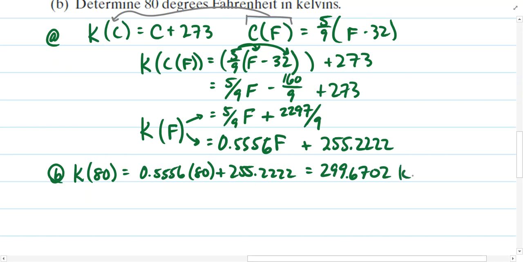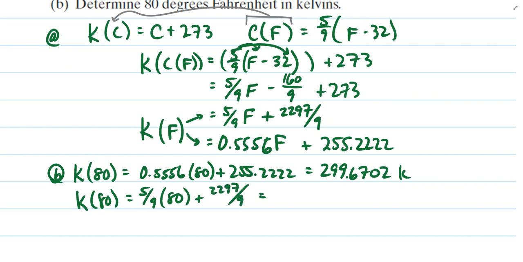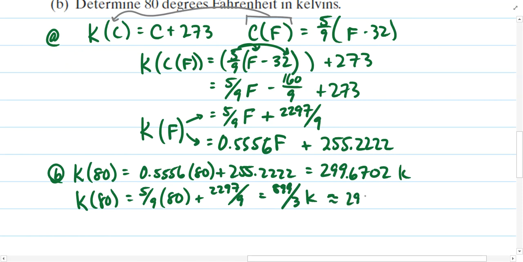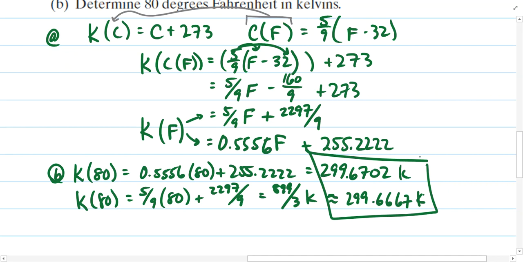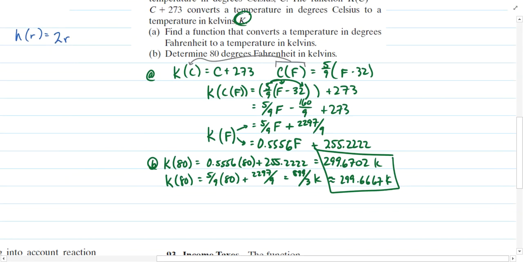299.6702 Kelvin. If we had used the other format with a precise answer, 5/9 times 80 plus 2297 over 9, we would get 899 thirds Kelvin, which is approximately 299.6 repeating. And of course, dependent upon your required precision, you might have one answer that is better than the other.